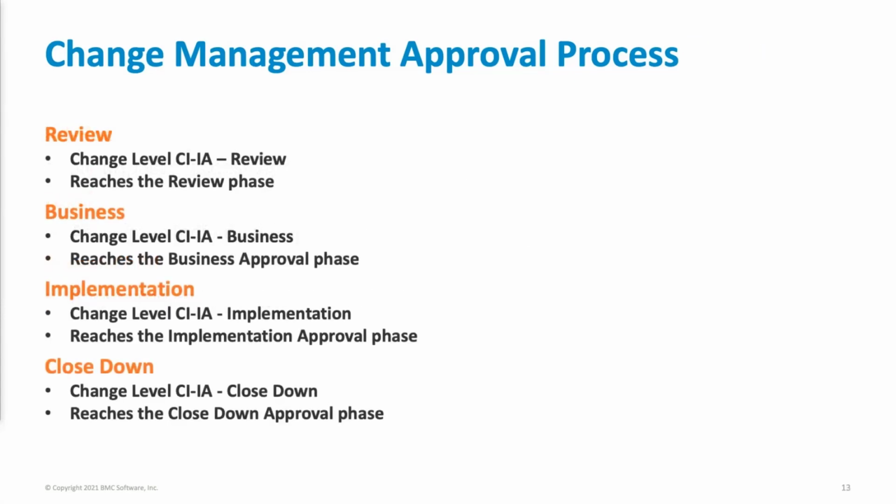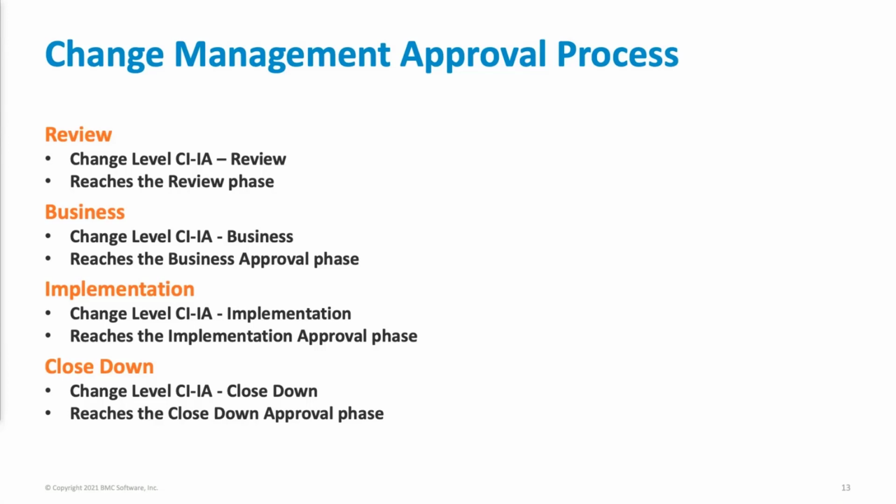Let's also review the out-of-the-box approval processes for the change management approval application. Review phase: in this phase, the process is named Change Level CIA Review and its type is level approval. This level approval process occurs when the change reaches the review phase. Business phase: the process is named Change Level CIA Business and its type is level approval. This level approval process occurs when the change reaches the business approval phase.